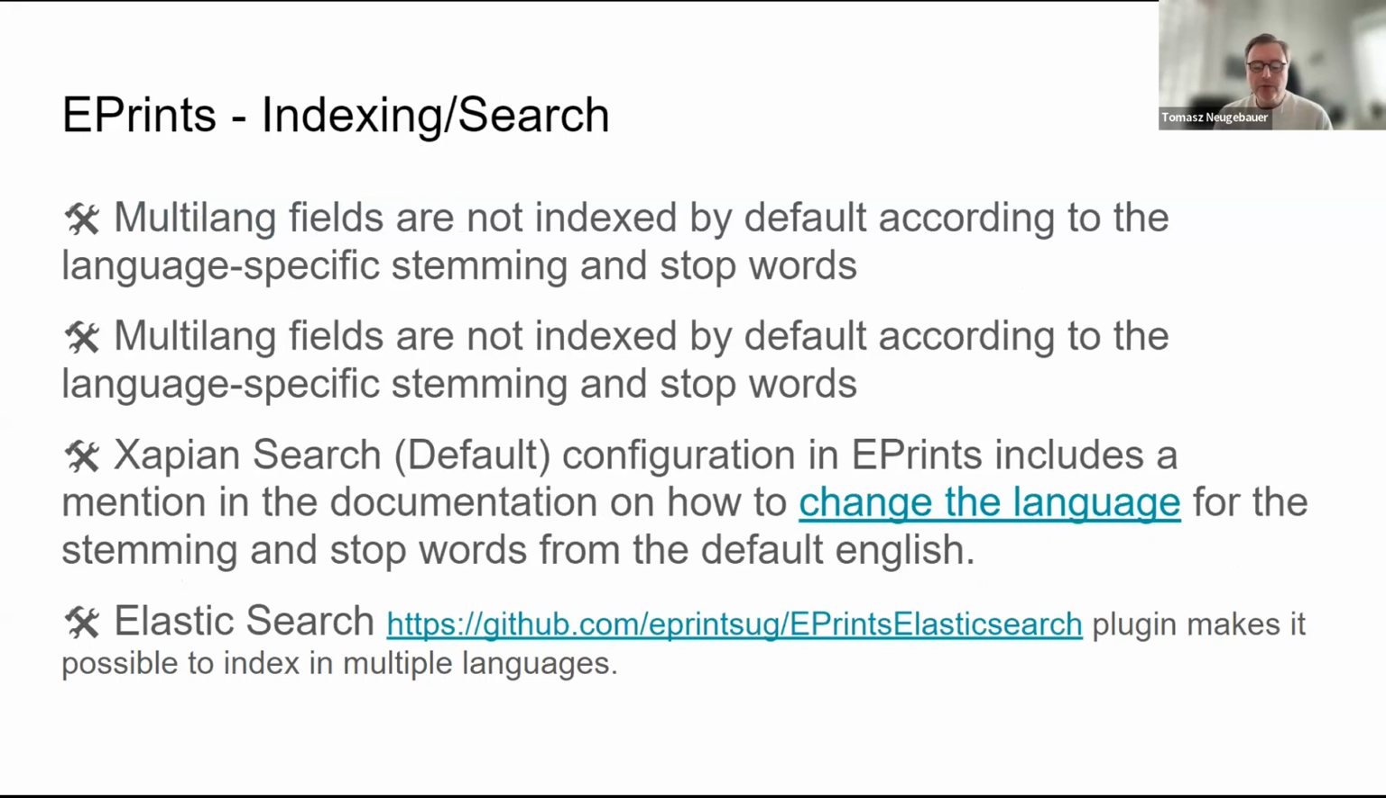There's a Xapian search engine that comes with the platform. Like I said, there is a mention in the documentation of how to change this to a different language, but there's no multilingual indexing. So if you have more than one language of metadata, you really have to choose one. There is a plugin that was developed, because ePrints has a plugin architecture that makes it possible for community members to enhance the software. There is an Elasticsearch plugin that makes it possible to search in more than one language and index properly, I think English and German, which was developed at the University of Zurich.